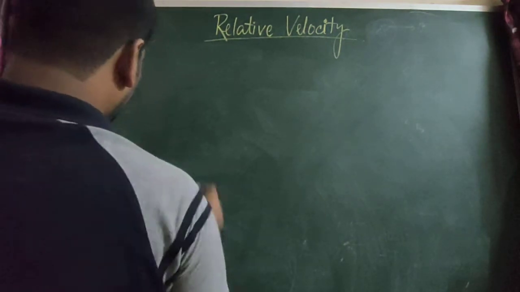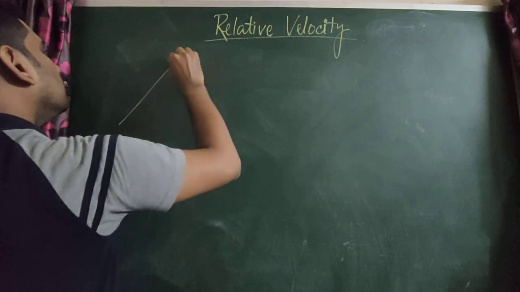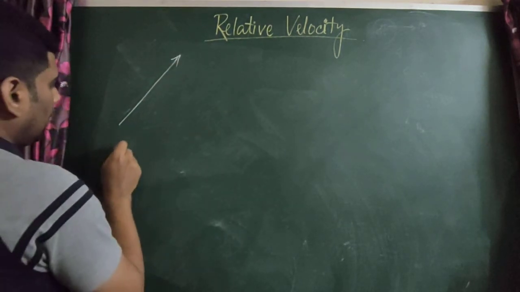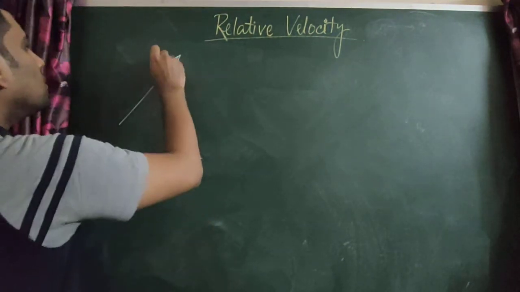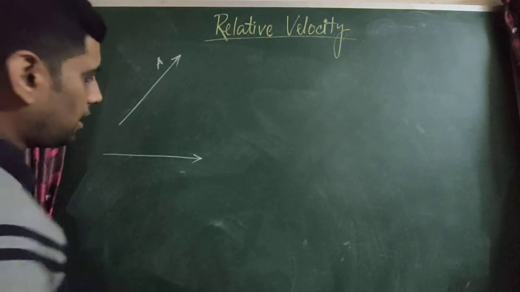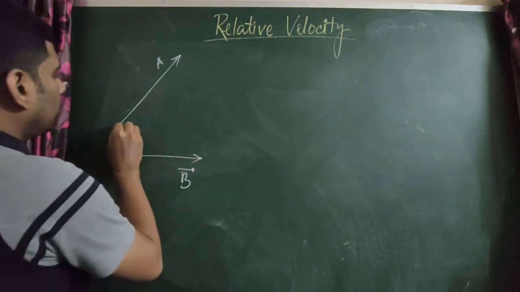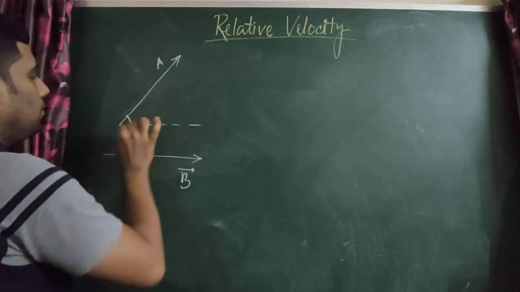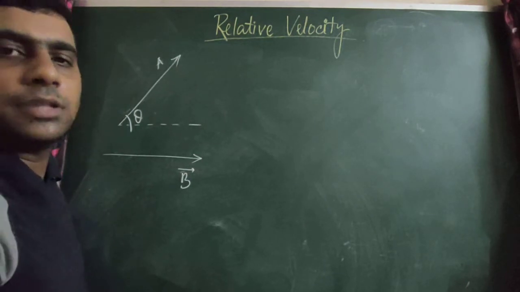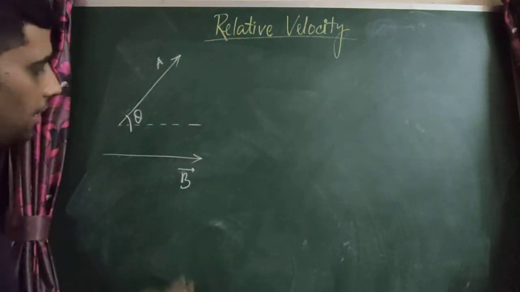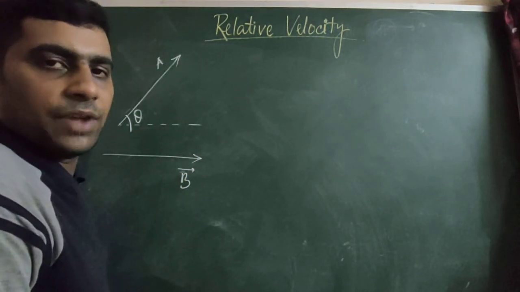For example, suppose there are two objects moving. One is along this A and another is along this B. Suppose this is object A moving with velocity VA and this is object B moving with velocity VB, and let the angle between A and B be theta. So how do we find the relative velocity between these? Here we will use the law of parallelogram of addition of vectors.